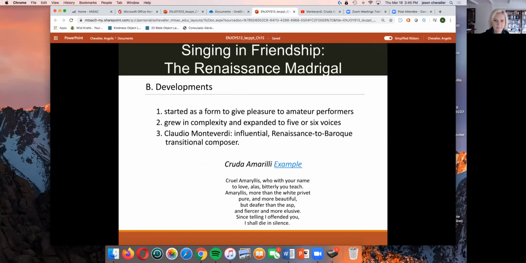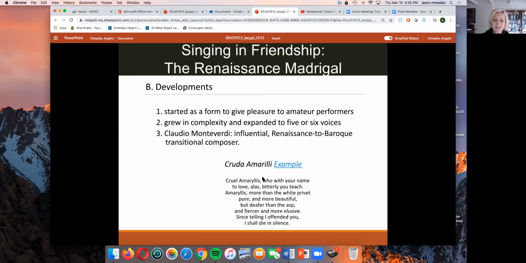So actually, let me just point out a few more things here as we move on. So the madrigal basically originated in Italy. And the example that I just showed you is an example of an Italian madrigal, which tended to be very expressive and serious in a way, very dramatic. That's the key as well.